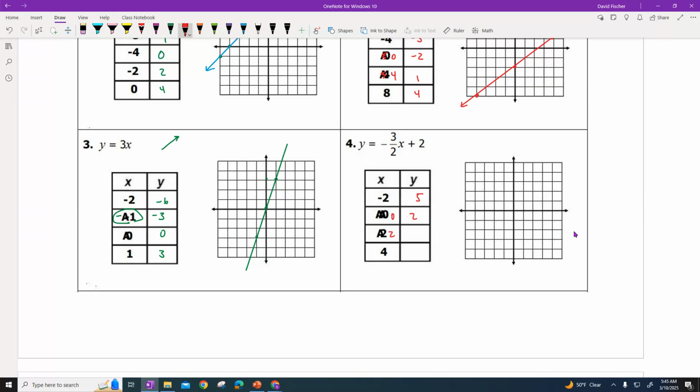2 times 3 is 6, but a positive times a negative is negative. So this is really a negative 6 divided by 2, which is negative 3. And negative 3 plus 2 is negative 1. 4 times 3 is 12, and a positive times negative is a negative, so that's a negative 12 divided by 2. Negative 12 divided by 2 is negative 6 plus 2 is negative 4. Go graph them. There's that 4 that makes it into a 9.